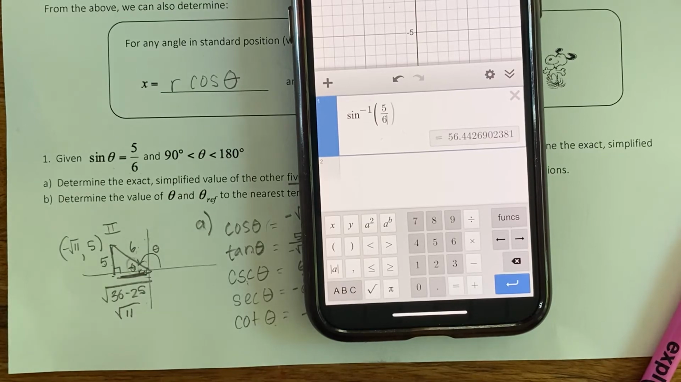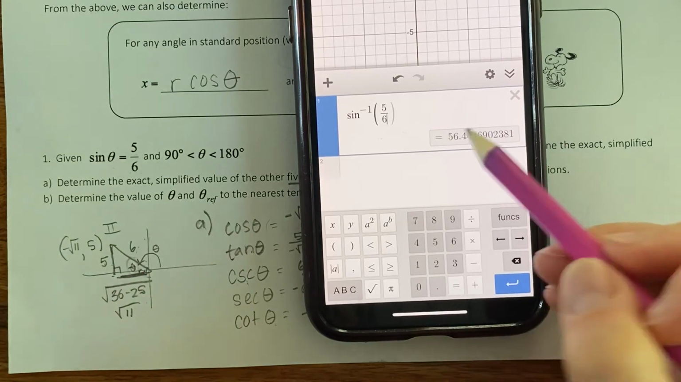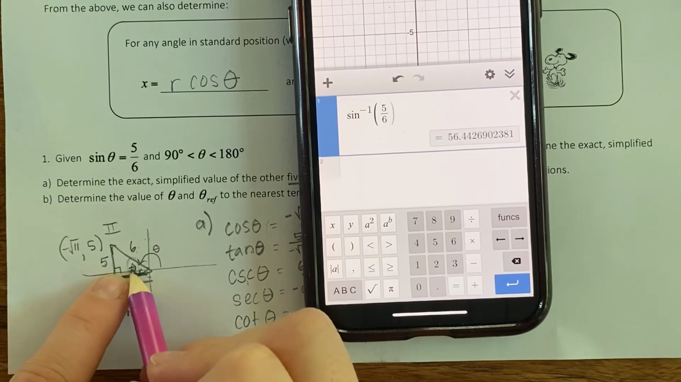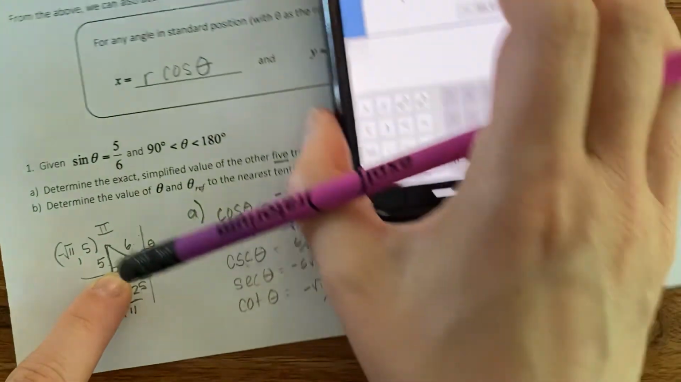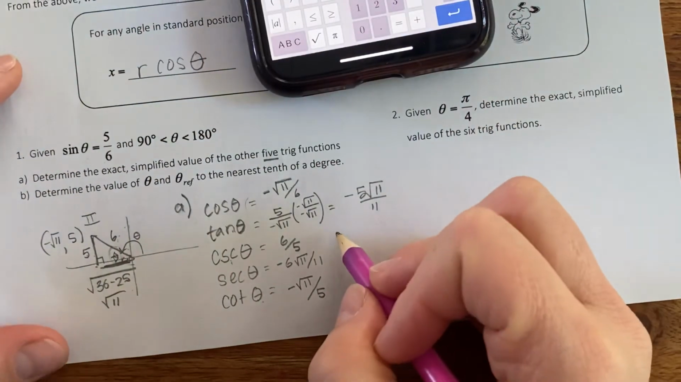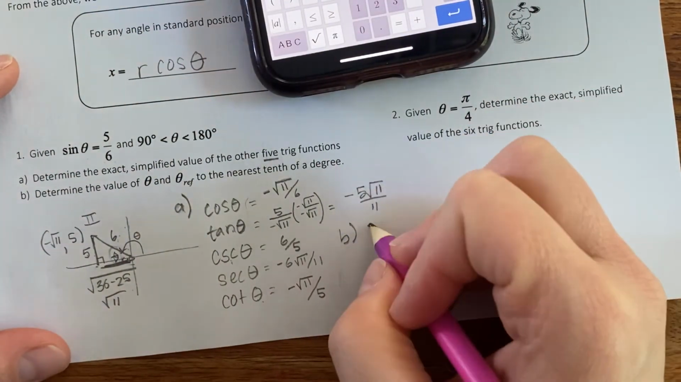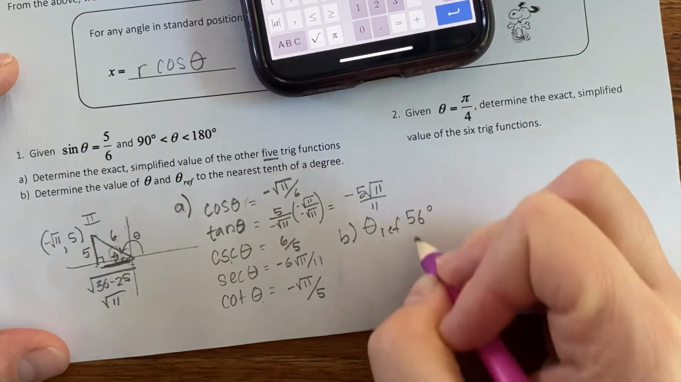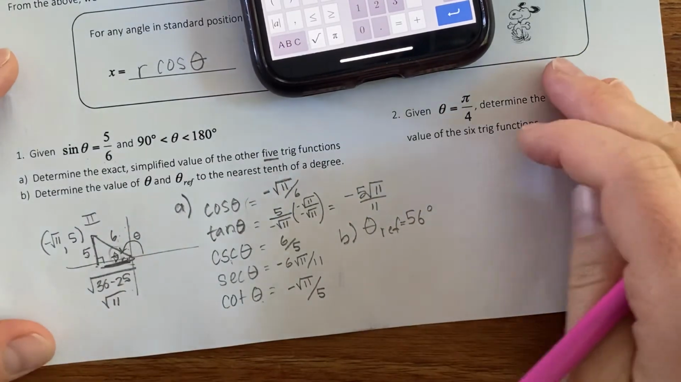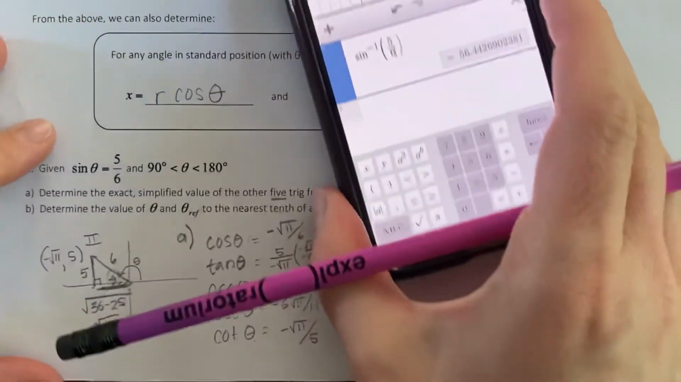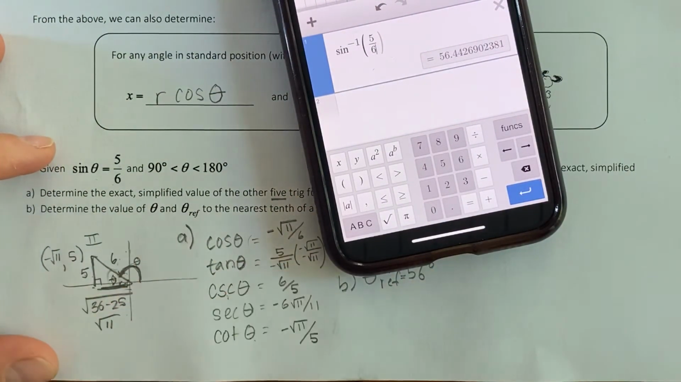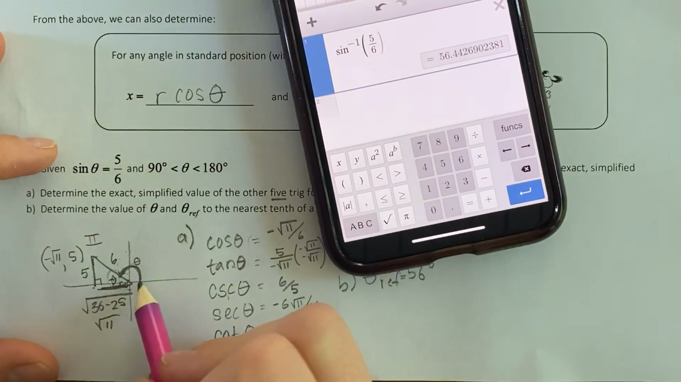So if this is 56 degrees, that means my reference angle is 56 degrees. So I'm going to go right here, B, theta reference is 56 degrees. So if that's 56 degrees, what is this actual angle right here? How would we figure that out? Well, remember what we know.